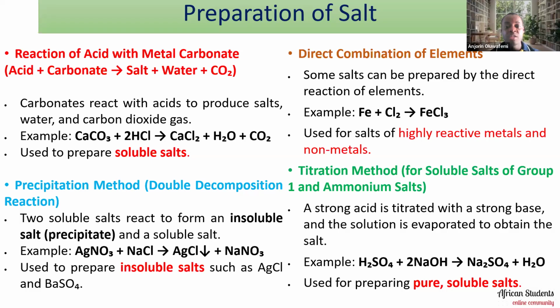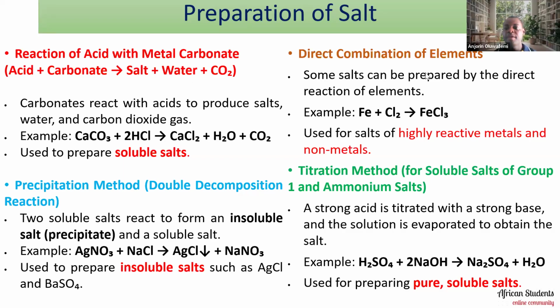Then we have the precipitation method, which we call the double decomposition reaction, whereby two soluble salts react to form an insoluble salt, the precipitate, and a soluble salt. So when we have AgNO3 plus NaCl, we have AgCl precipitate and then NaNO3, which is the soluble salt that is produced. It is used to prepare insoluble salts such as AgCl and barium sulfate.